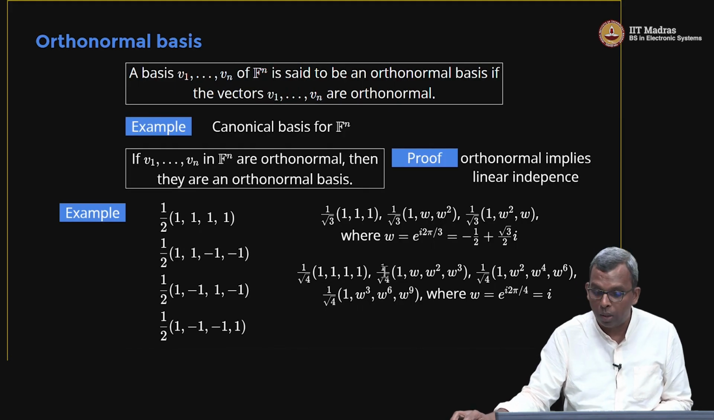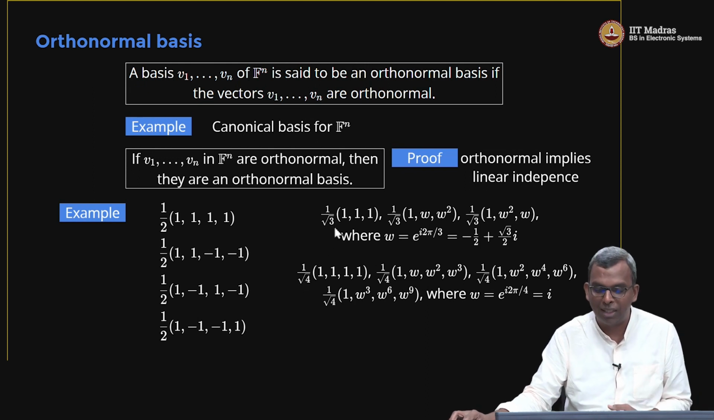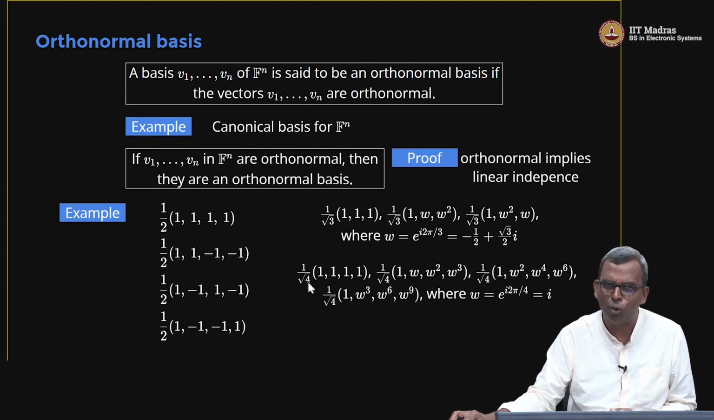Notice how these vectors have been formed. The first one is just 1, 1, 1, 1, divided by root 4, which is the same as the root 3 here. Root 4 could be 2; I am just writing it like that for emphasis. The next one is 1, omega squared, omega power 3. The next one is 1, omega squared, omega squared squared which is omega power 4, and omega squared cubed which is omega power 6. The next one is 1, omega power 3, omega power 3 squared which is omega power 6, and omega power 3 cubed which is omega power 9.